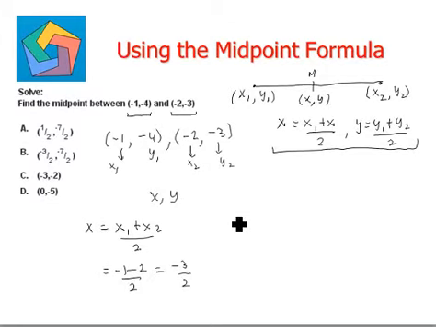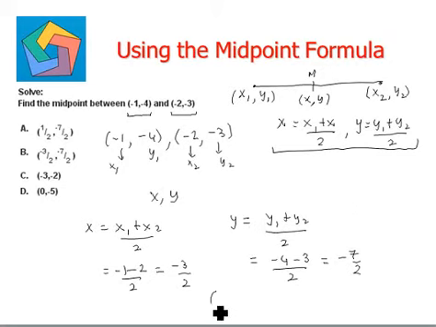Now we'll calculate the y coordinate, y1 plus y2 by 2. y1 is given by -4, y2 is given by -3, divided by 2, which is equal to -7 by 2. Therefore the coordinates of the midpoint are given by -3 by 2, -7 by 2. This is our final answer and can be seen in option B. Let's try the next question.